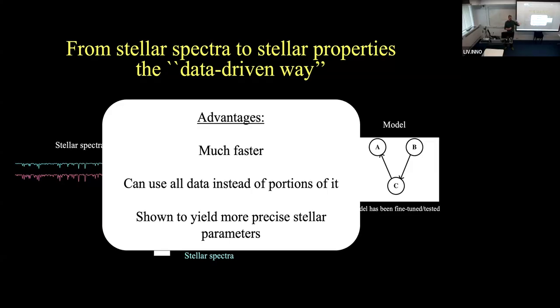But these models are trained on the full spectrum, which means that it captures all the information in that spectrum. More information means you can learn more about the star. And this is why these models are shown to yield more precise stellar parameters when performing these sort of comparisons.